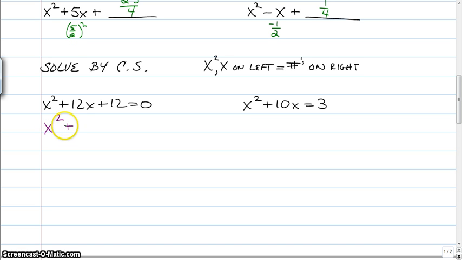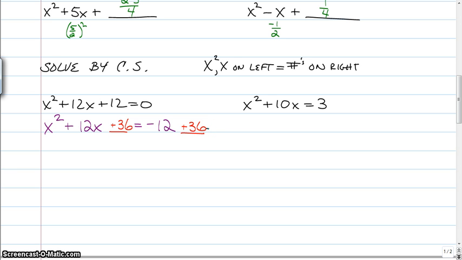So we have x squared plus 12x is equal to a negative 12. Now notice how I left a little bit of space here. You need to put a little space on both sides like that. And what number is going to go there? That's where the completing the square comes in. So if we take half of 12, we get 6. When we square 6, we get 36. So we add 36 to both sides.